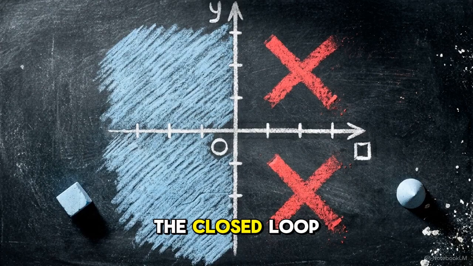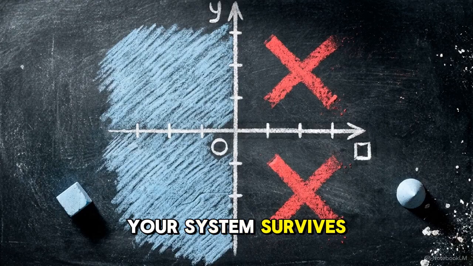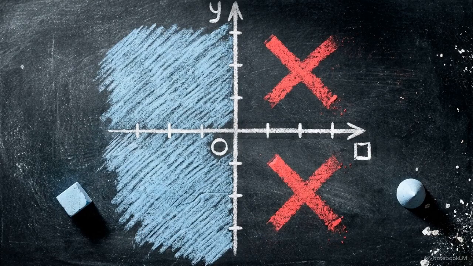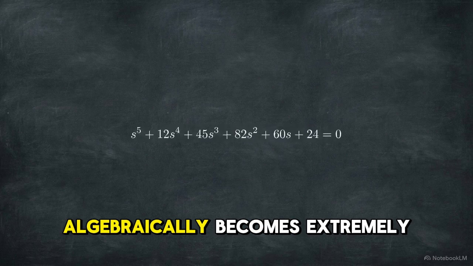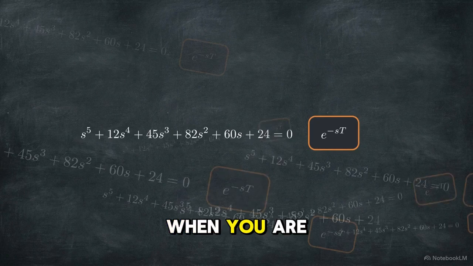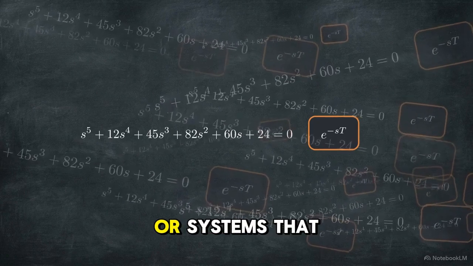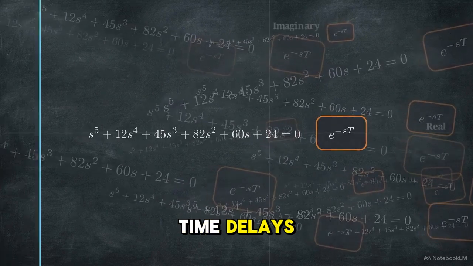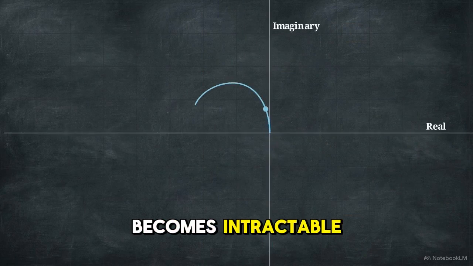Its roots are the closed-loop poles, and their exact coordinates dictate whether your system survives or destroys itself. Finding those pole locations algebraically becomes extremely difficult when you are dealing with high-order dynamics or systems that have built-in time delays. The algebra quickly becomes intractable.